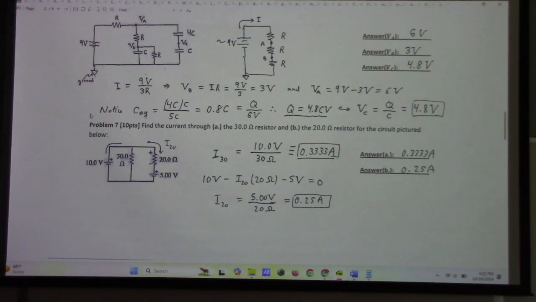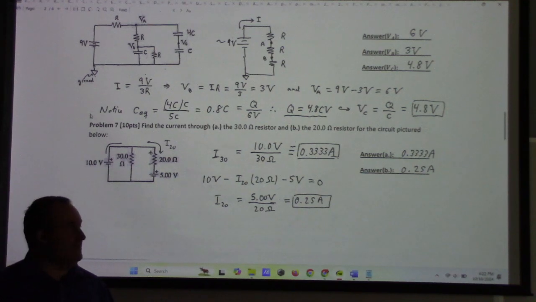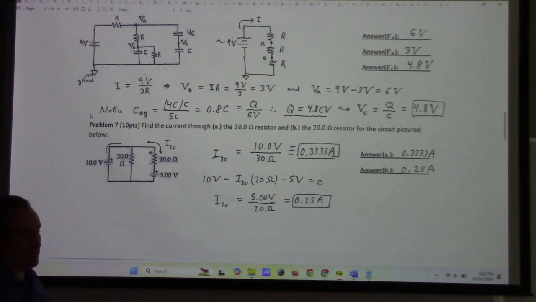Now, if you build this circuit and find a different voltage than I have calculated here, let me know. But I think this is right. I'm pretty sure. Now this over here I'm more certain of, because you've got 10 volts and 30 ohms.